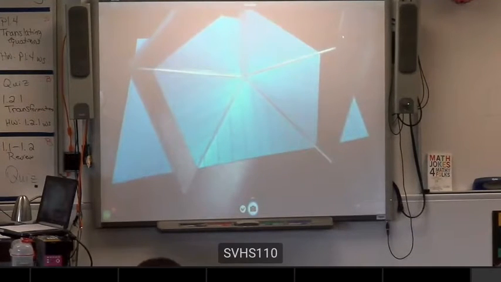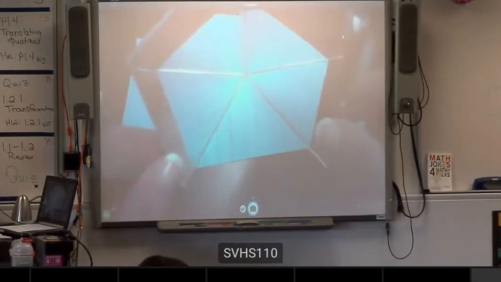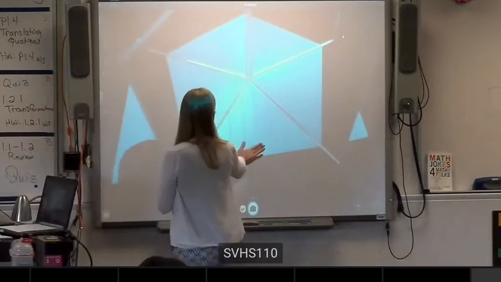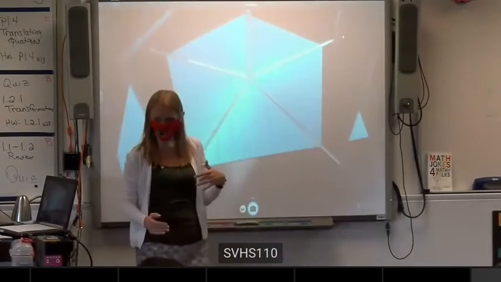How could we set the mirror to form a hexagon? We talked about hexagons at the beginning of the hour. How many sides does a hexagon have? Six. So do I have a hexagon right now? Kind of. Are those six? That's a pentagon. 1, 2, 3, 4, 5. So five sides is a pentagon.